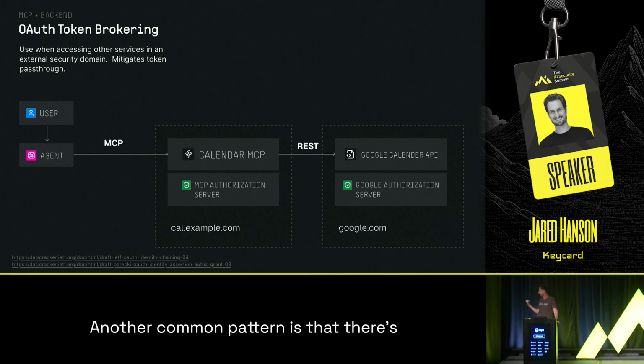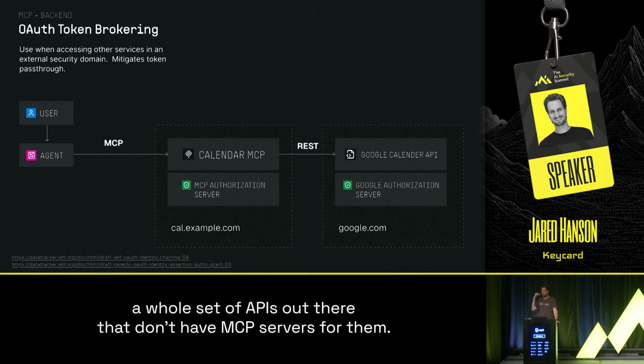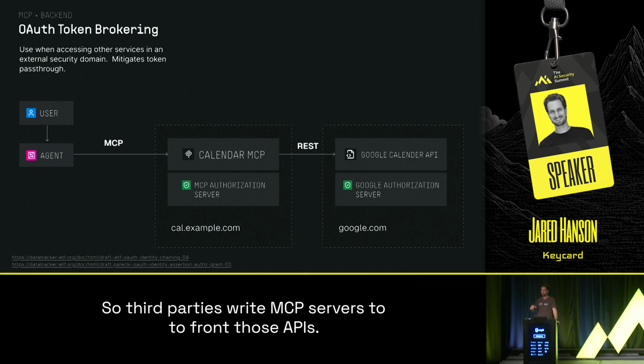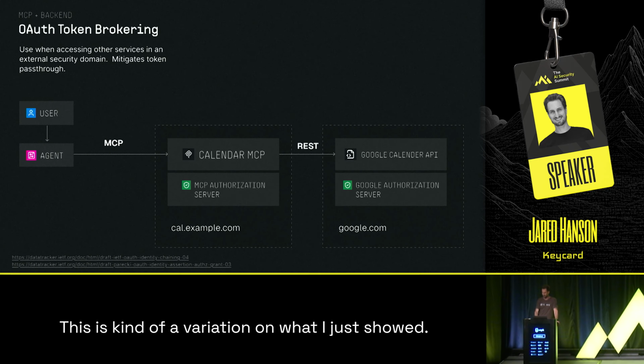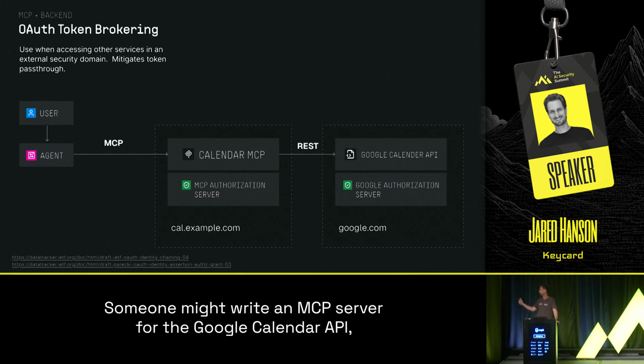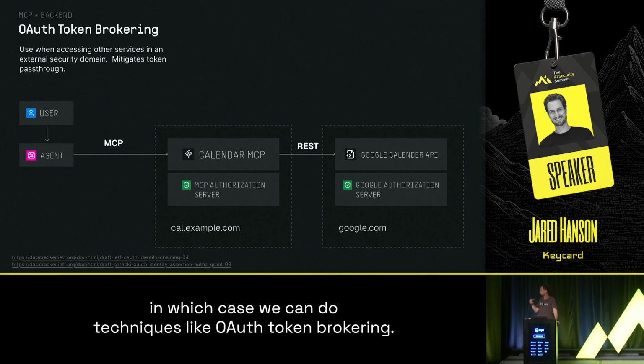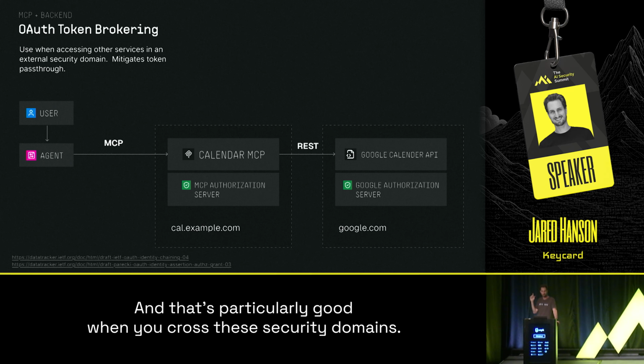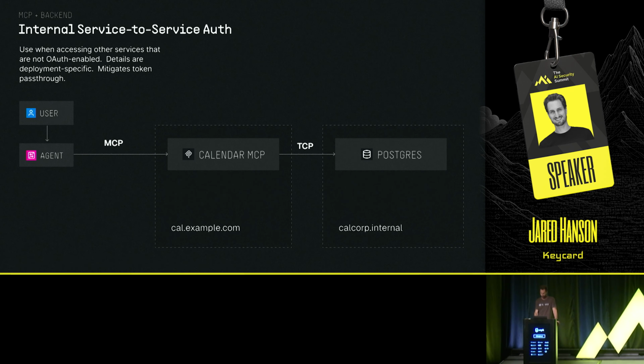Another common pattern is that there's a whole set of APIs out there that don't have MCP servers for them. So third parties write MCP servers to front those APIs. This is kind of a variation on what I just showed. The main distinction here is that we cross security domains. Someone might write an MCP server for the Google Calendar API, in which case we can do techniques like OAuth token brokering. And that's particularly good when you cross these security domains.